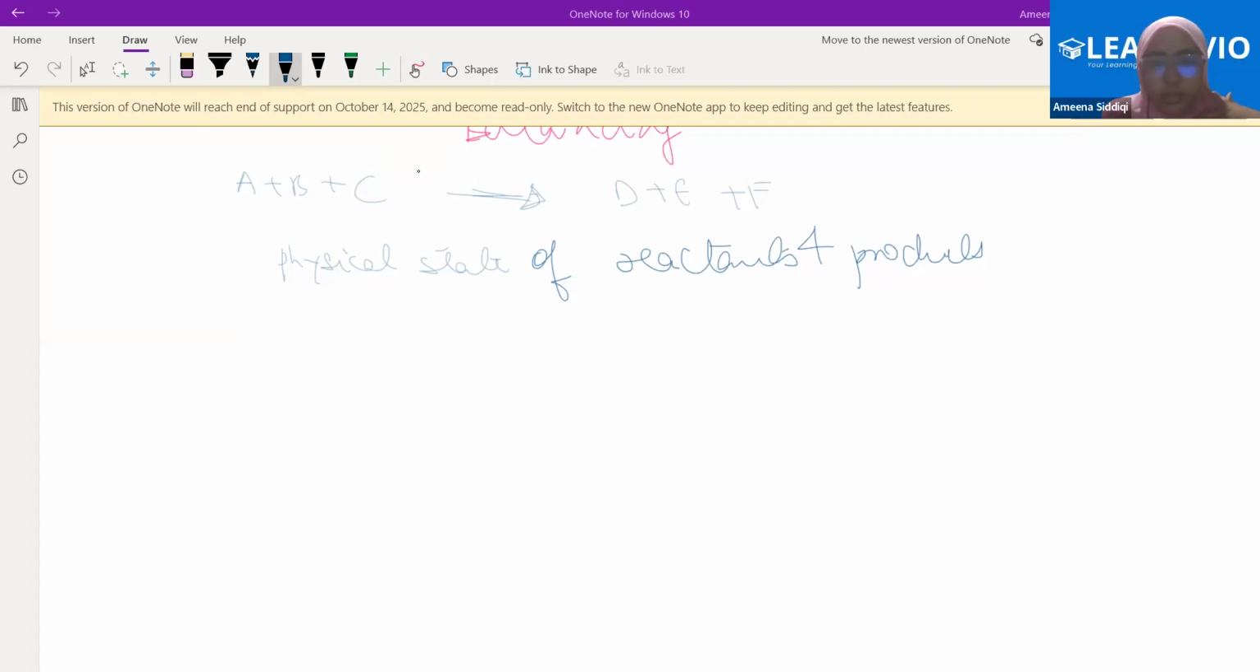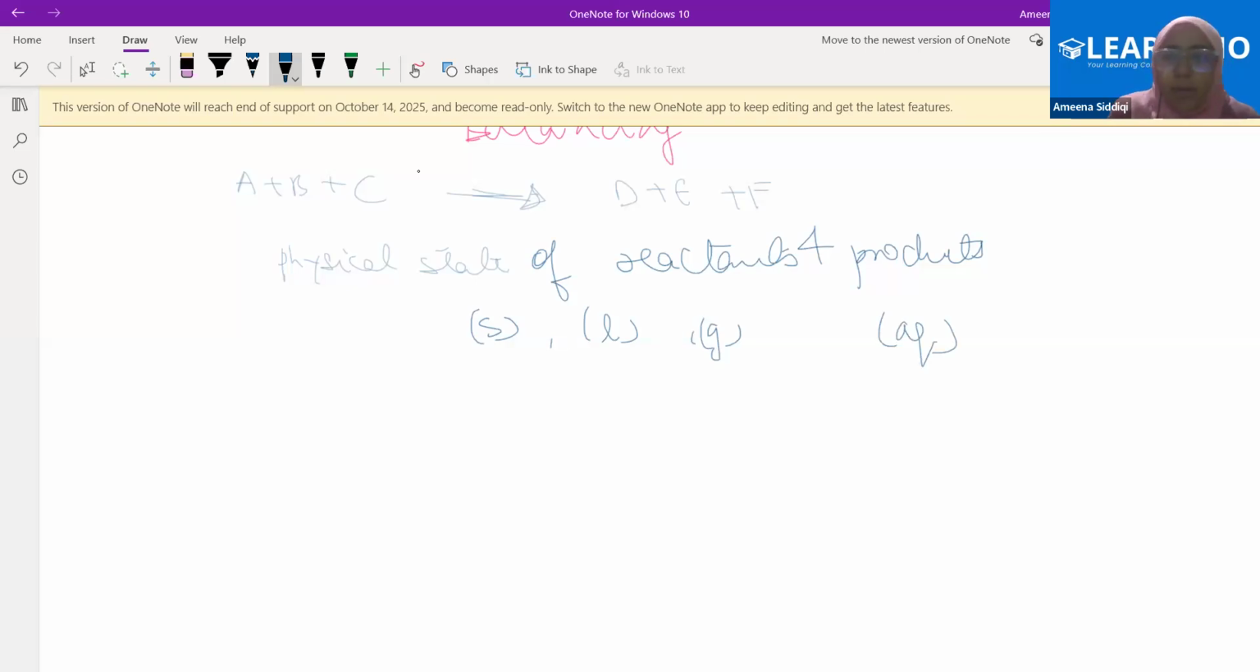Sorry for the disturbance. So the physical state of reactants and products has to be written. If it is solid, we'll write S, right? If it is liquid, we'll write L. If it is gaseous, we'll write G. And if the substance has been mixed with water, that means aqueous form, okay? We'll write it using AQ, right? That has been discussed, fine.